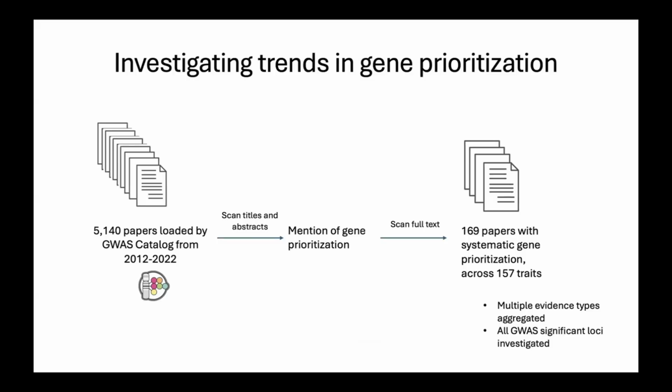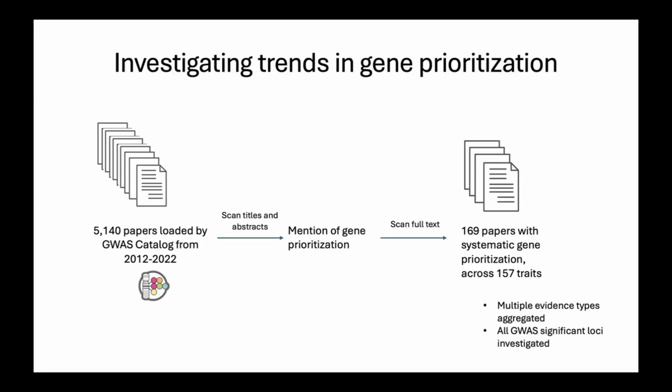And so our criteria for systematic gene prioritization, the major criterion was that they looked at all GWAS significant loci. I mean, for almost every GWAS, people will pick out a few genes of interest and go ahead and look at them, often by going all the way to wet lab functional characterization. But our criterion here was just that they looked systematically across all the GWAS loci, and also that they looked at multiple evidence types.